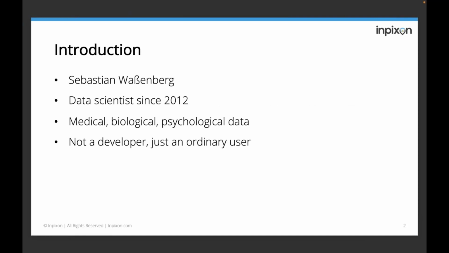Just a few things about me. My name is Sebastian Wassenberg, and I'm a data scientist since 2012. I work as a data scientist since then. And so I know how to analyze data. It's not always so much fun, but we need to get more insights into our data. And one thing is to visualize them first, and of course to analyze them.